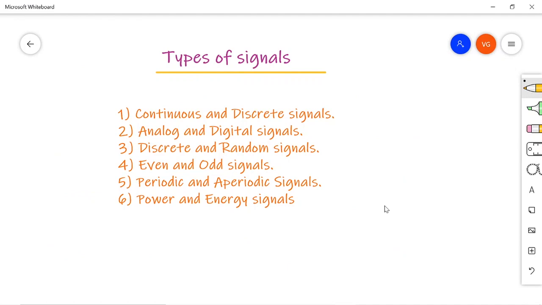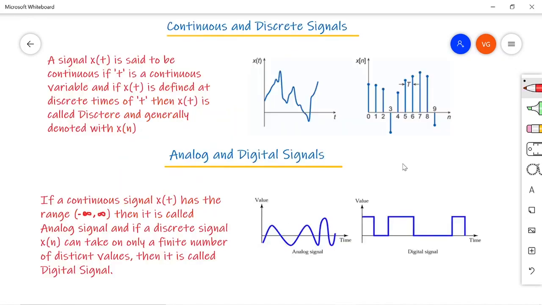Signals are classified into 6 types. The first one is continuous and discrete signals, then analog and digital signals, deterministic and random signals, even and odd signals, periodic and aperiodic signals, power and energy signals. Now I am going to explain all these types with a detailed explanation. The first type is continuous and discrete signals.